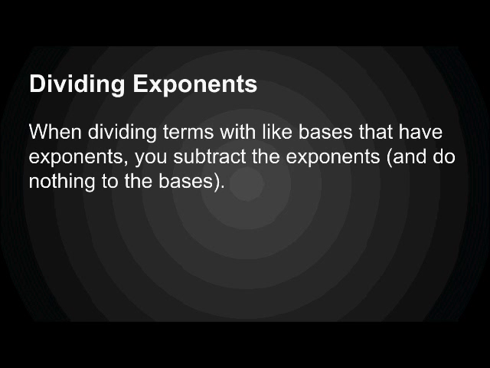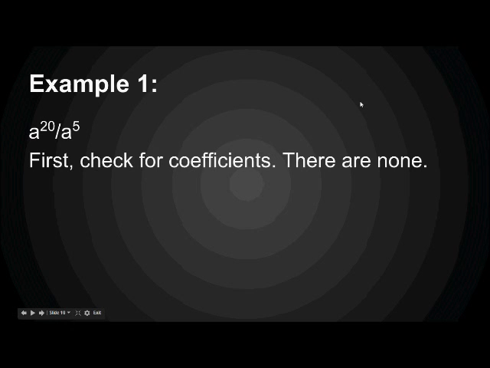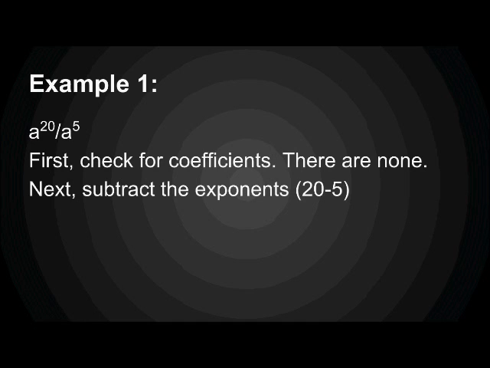Dividing exponents. When dividing terms with like bases that have exponents, you subtract the exponents and don't do anything to the bases. If there are coefficients present other than 1, then you have to divide the coefficients. One example would be a to the 20th power divided by a to the 5th power. So the first thing you look for is if there's a coefficient, and there isn't one, so we'll just go on. Next you subtract the exponents, which is 20 minus 5, and your answer is a to the 15th power.